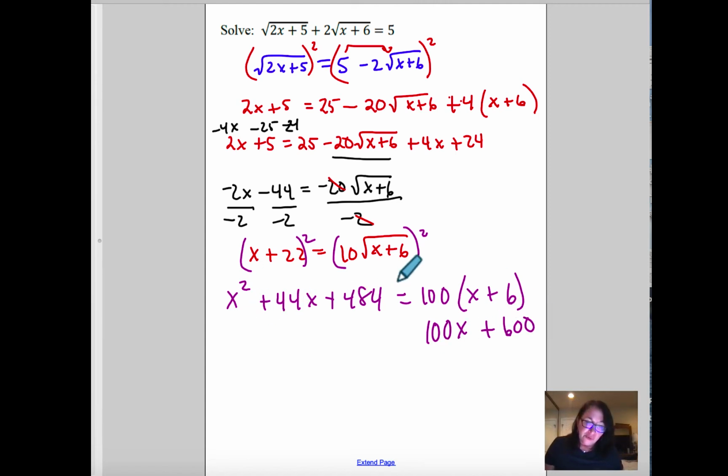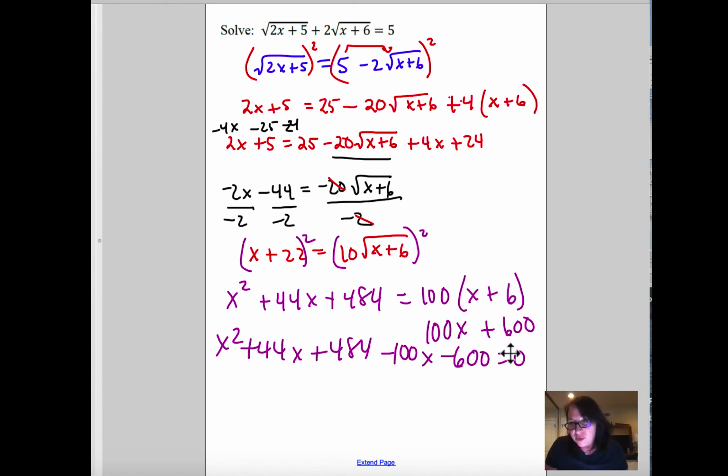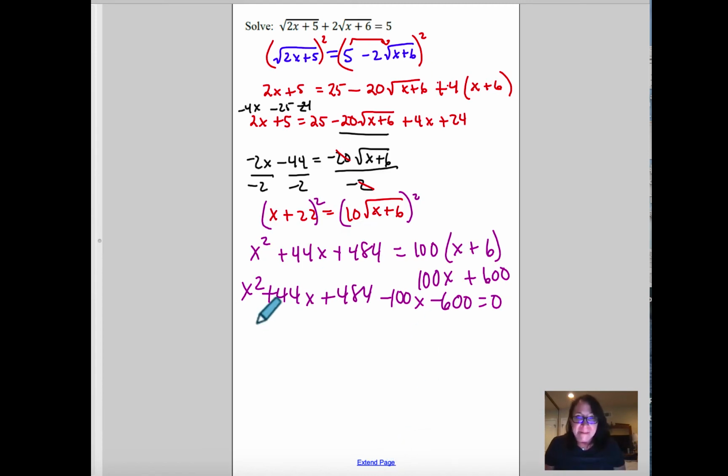And then I need to move all that over to the other side. So I get x squared plus 44x plus 484 minus 100x minus 600 is going to equal 0. So this is now going to become x squared, and then 44x minus 100x is negative 56x, and then 484 minus 600 is negative 116.